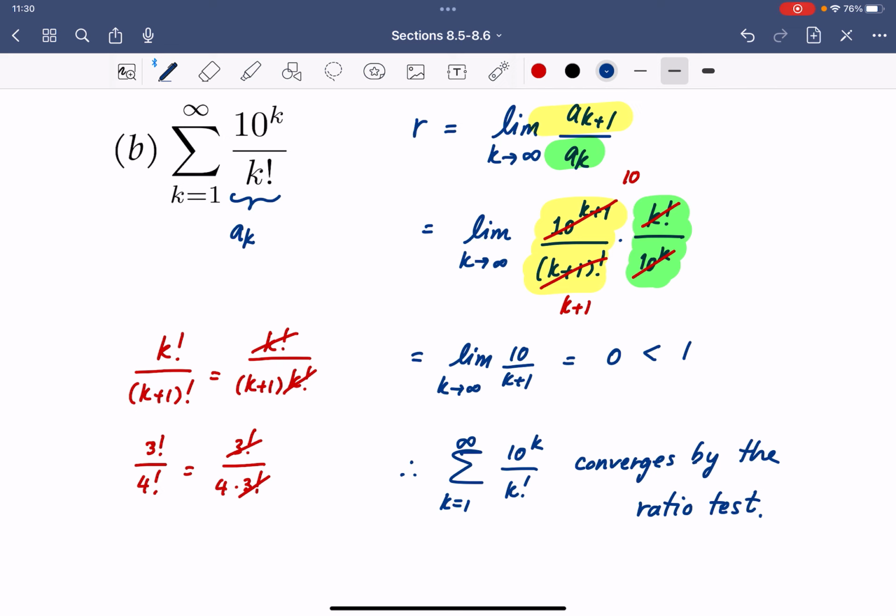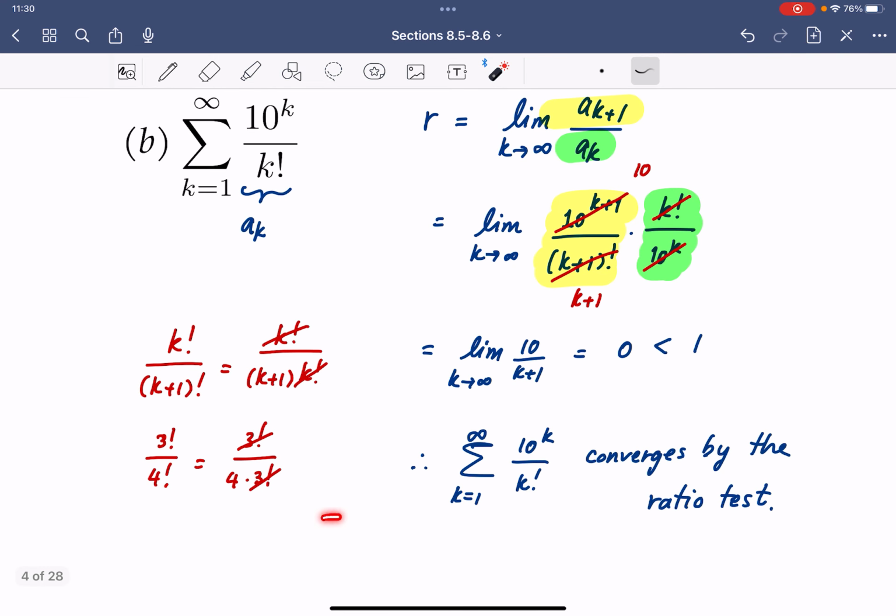Remember the series that we just did the integral test on, 1 over k squared plus 4, k start from 1 to infinity. If you feel like, can we just avoid the integral test? We're gonna do the ratio test. Well, if you do the ratio test, the limit of a_{k+1} over a_k is gonna be 1. And when the limit is equal to 1, no conclusion. So you have to use something else.